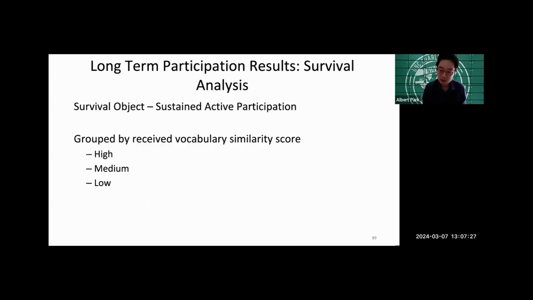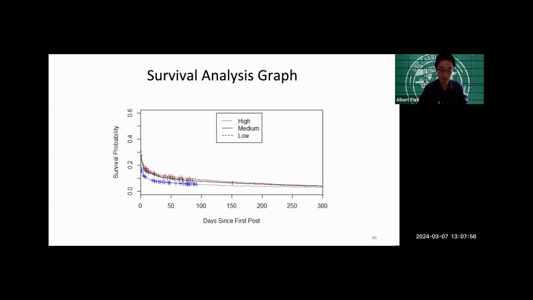For the long-term participation question, I used survival analysis, and I defined the survival object as the period of time in which members continue to participate in online health communities. Members were divided into three groups, high, medium, and low, depending on the similarity scores they received as newcomers of the community.